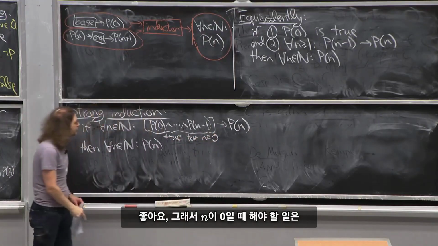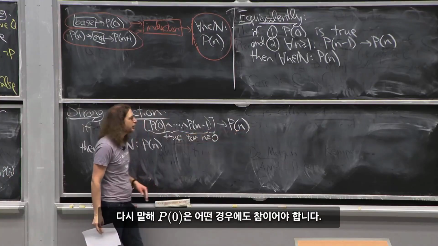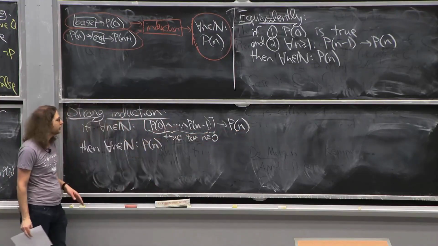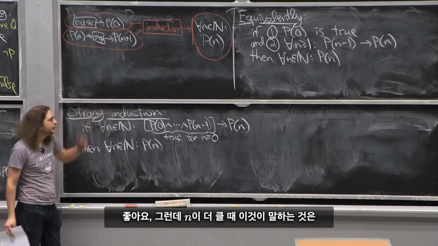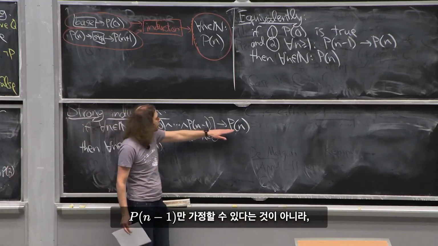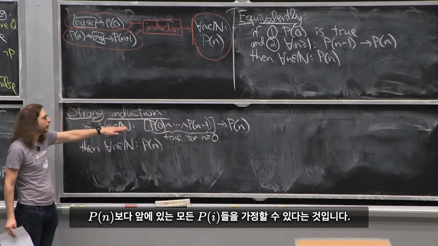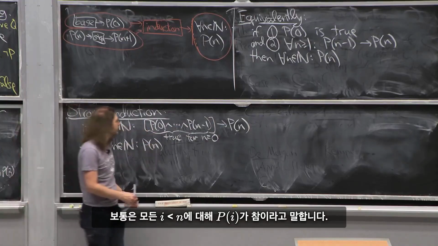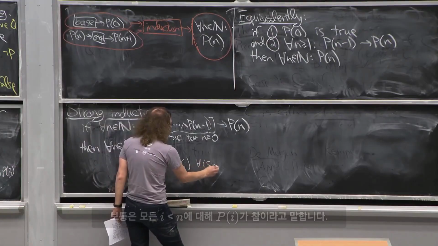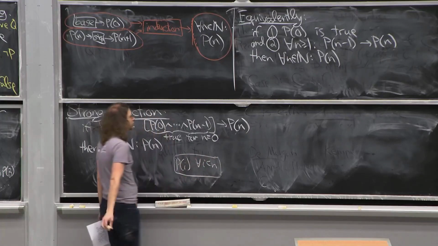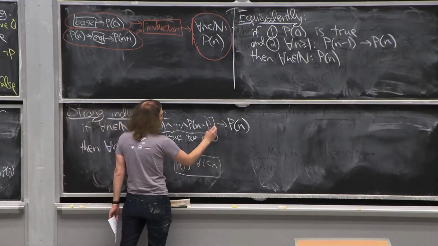Okay, so for n equals 0, what you have to do is prove that true implies p of 0. In other words, p of 0 must be true in all cases. But then for larger n, what this is saying is not only do I get to assume p of n minus 1, but I get to assume all the p of i's before p of n. So I would normally say p of i is true for all i less than n. This is what I get to assume. That's probably actually a better way to state this thing.